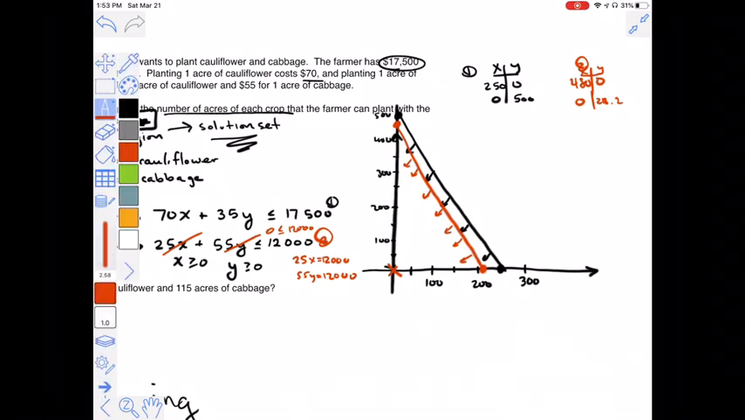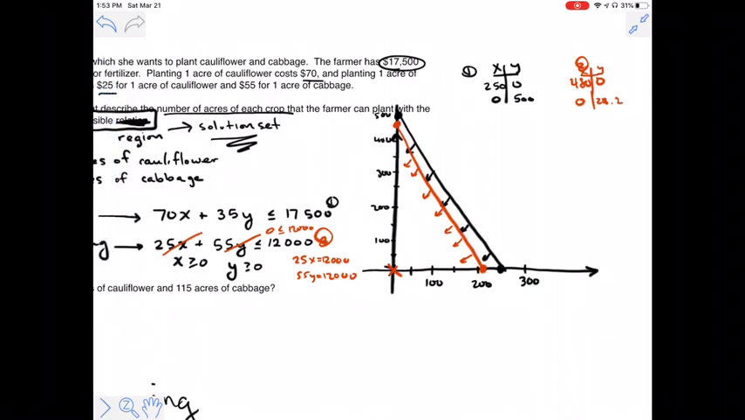So it looks like the feasible region would be right in here.